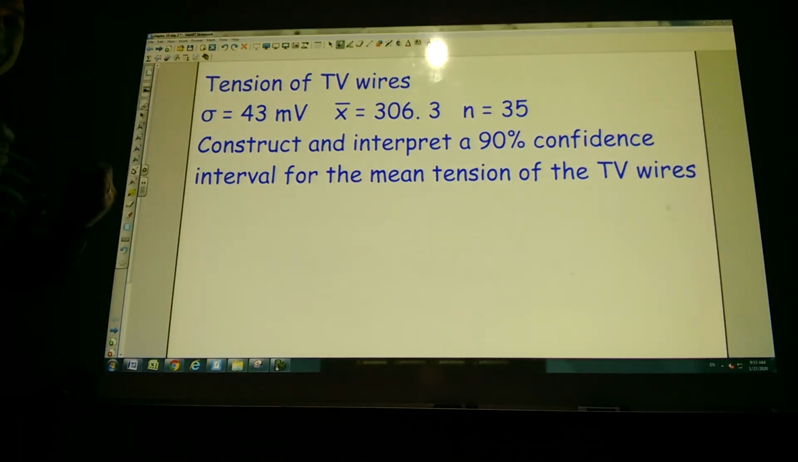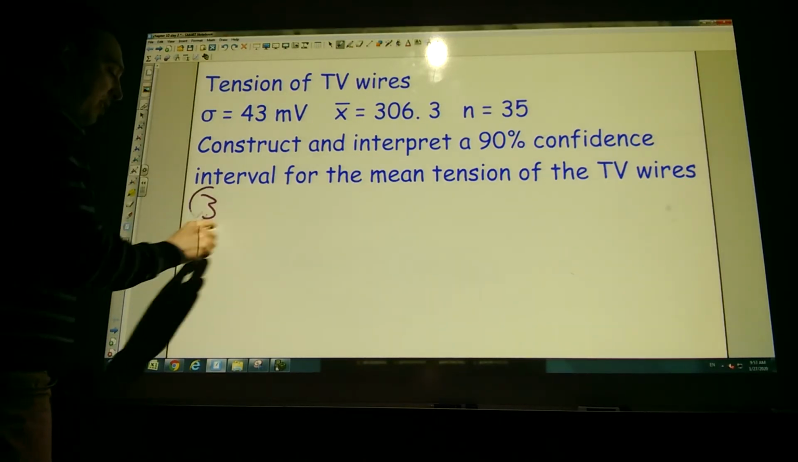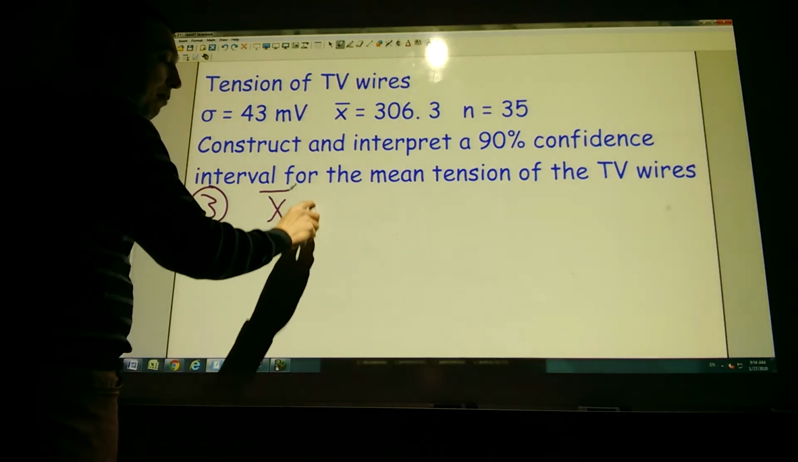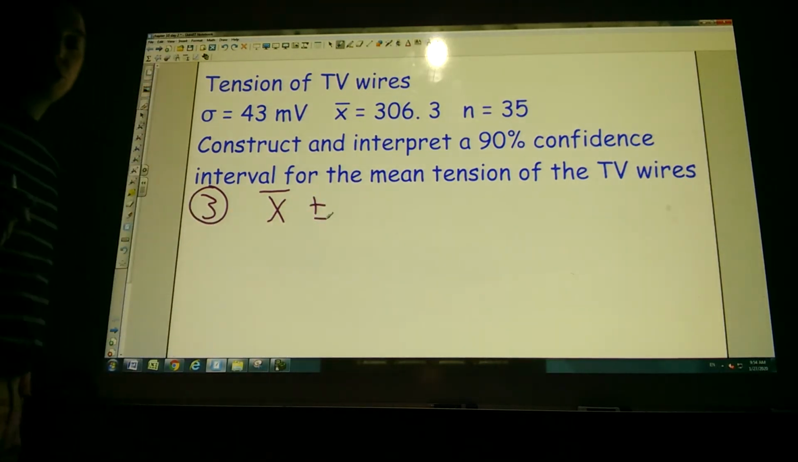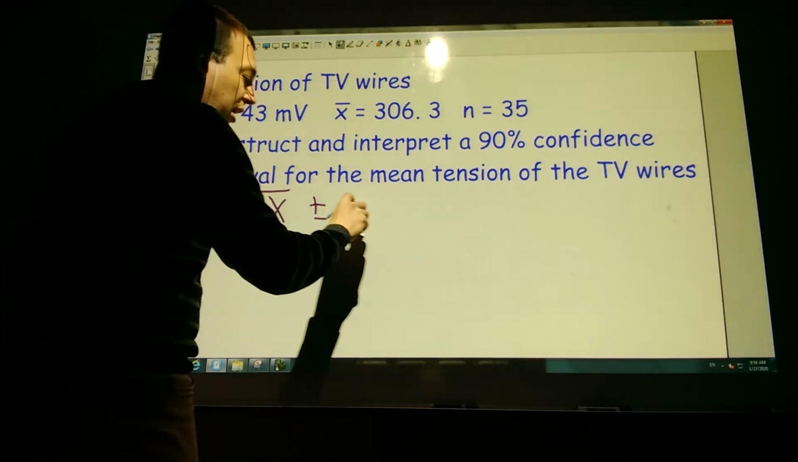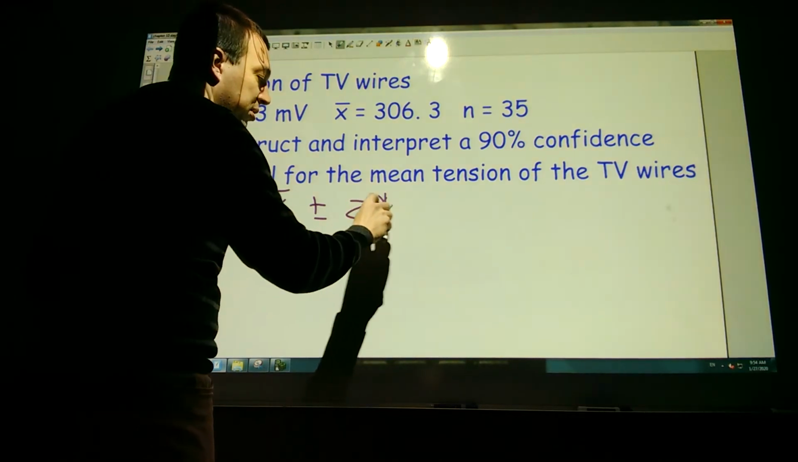Confidence interval. A confidence interval is an estimate plus or minus margin of error. So for a 1 sample mean, our estimate is X bar, and a margin of error consists of 2 parts. It consists of a standard deviation, and how many standard deviations you want to go. So this is how we write it. I'll explain it here momentarily.